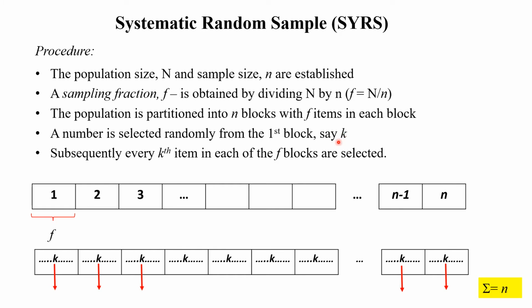Let's say it's K. So K, in the first block, the Kth one is selected. Thereafter, in every block, the Kth item is selected. So by the time you go to the nth block, one from each block, you have the sample size required. So it's called systematic. In systematic, we have the sampling fraction. We chose one randomly, that's where random comes in, randomly within the first block, thereafter follow through the Kth number in each block.